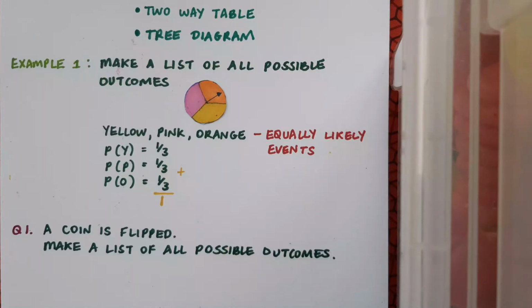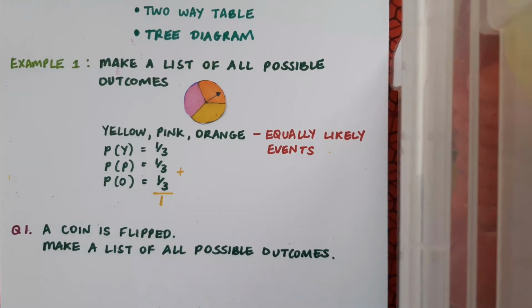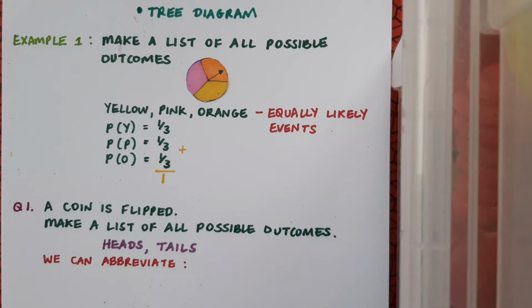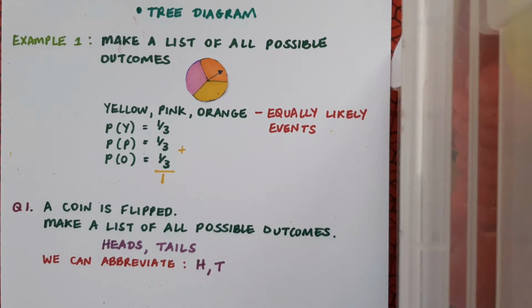Now here's a question for you. A coin is flipped. Make a list of all the possible outcomes. So this one's very straightforward again. Here the possibilities are heads and tails. We can abbreviate this if we wish to H and T.